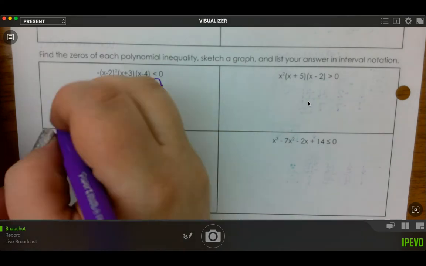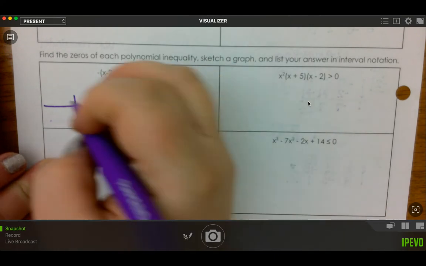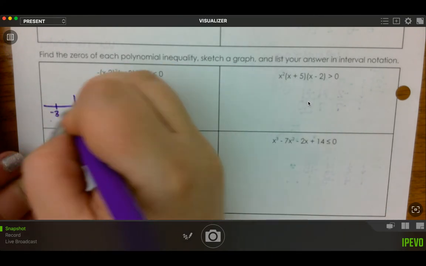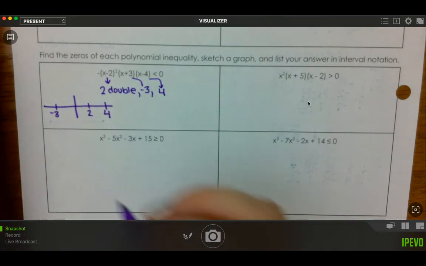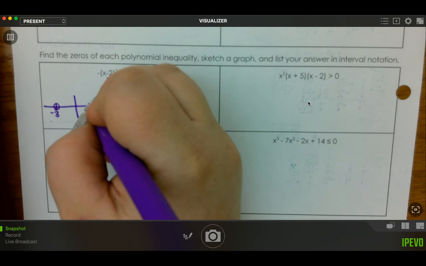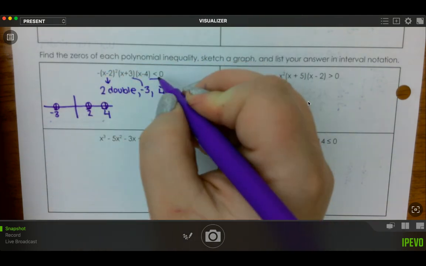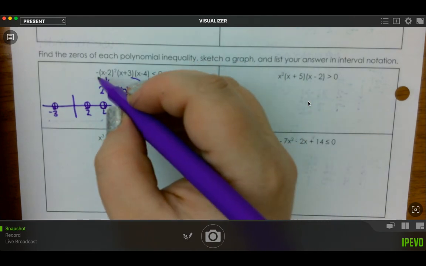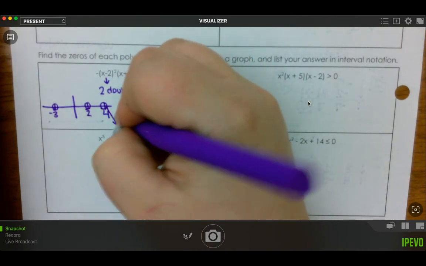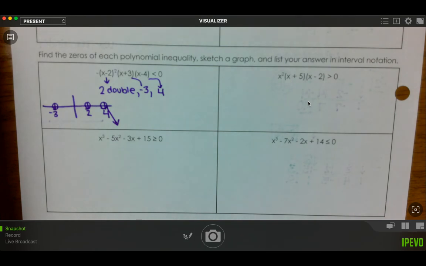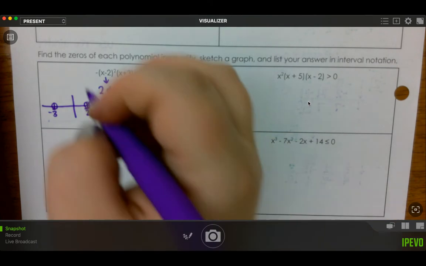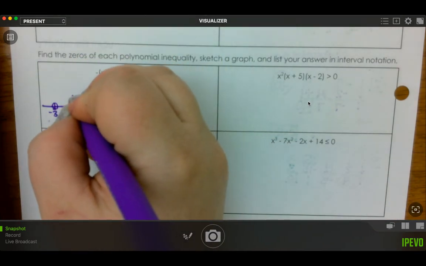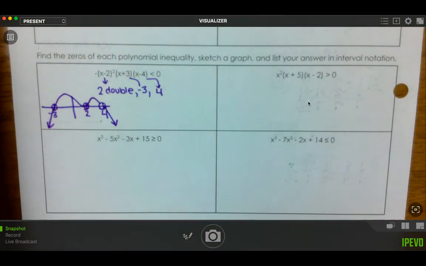So then I'm going to sketch myself a graph. -3, 2, and 4. And I'm going to go ahead and put open circles because this is less than but not equal to. This negative makes the right side go down. And 2 is a double root, so it's going to go all the way through 4. But then when it gets to 2, it's not going to go all the way through. It's going to bounce back up and then go through -3 like that.